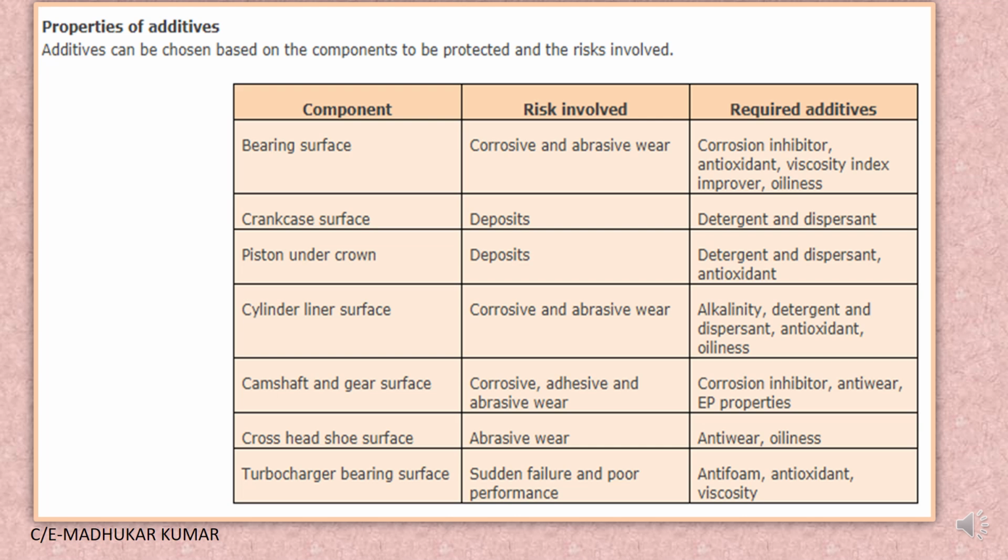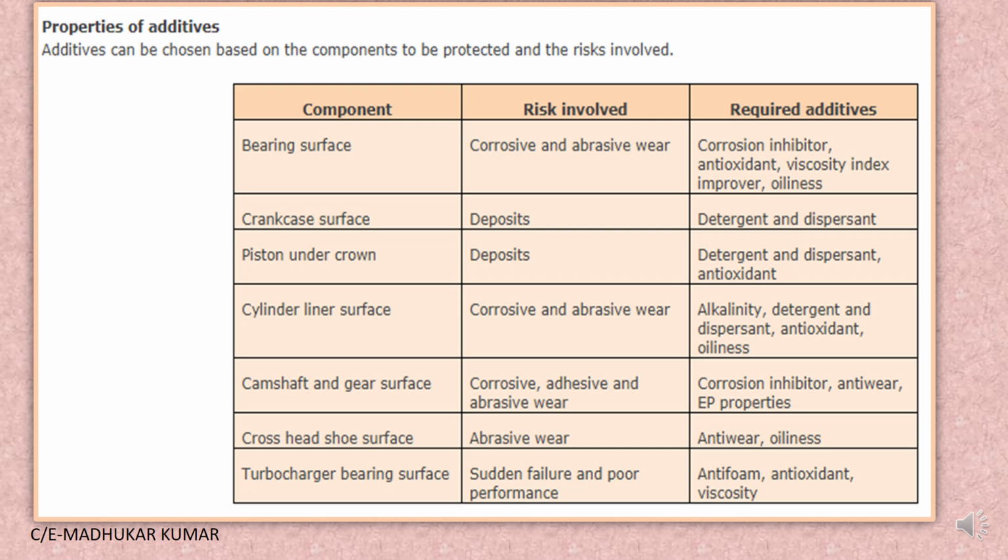Same in the crankcase surface, if you see, deposit formations are the larger culprit. So in this one, detergent and dispersant are going to play a better, more effective role. Then the piston underside part. Here also deposits are the risk involved, and detergent, dispersant and antioxidants are the better ones. Cylinder liner surface: corrosive and abrasive wear is the risk involved. When we talk about corrosive and abrasive wear, the alkalinity, detergent and dispersant, antioxidant, and oiliness are the required additives for it.